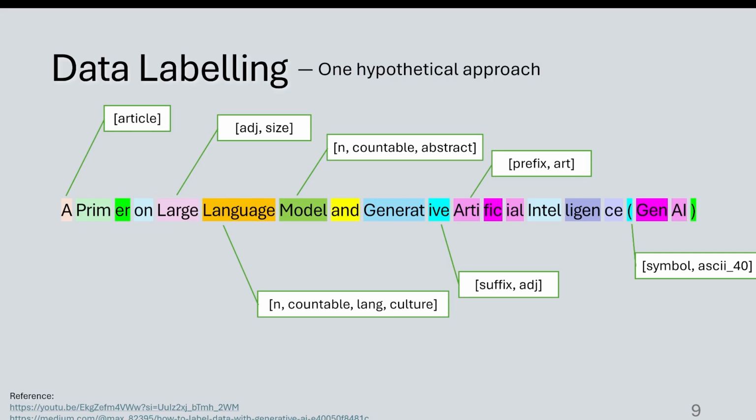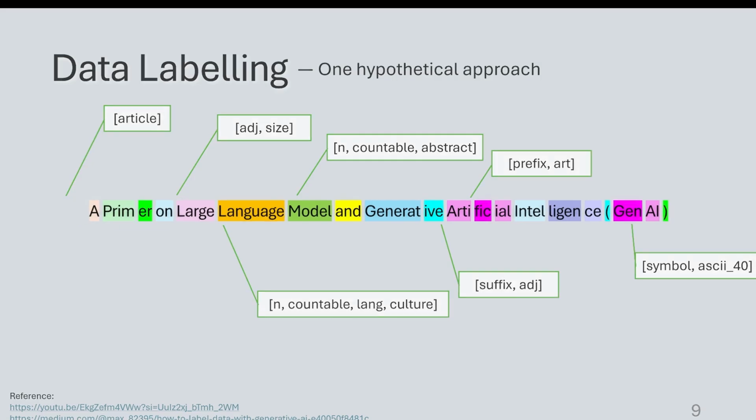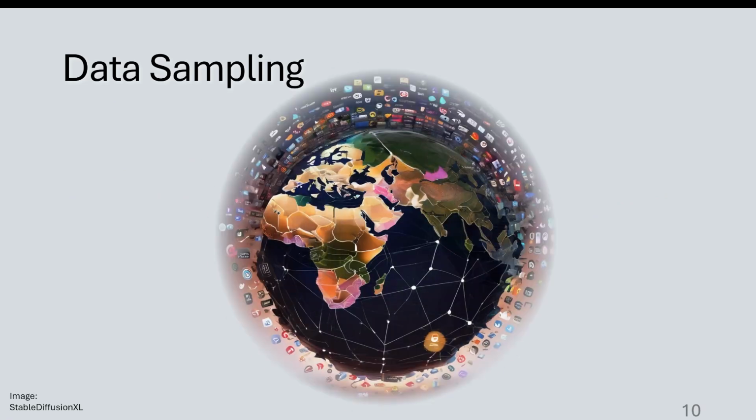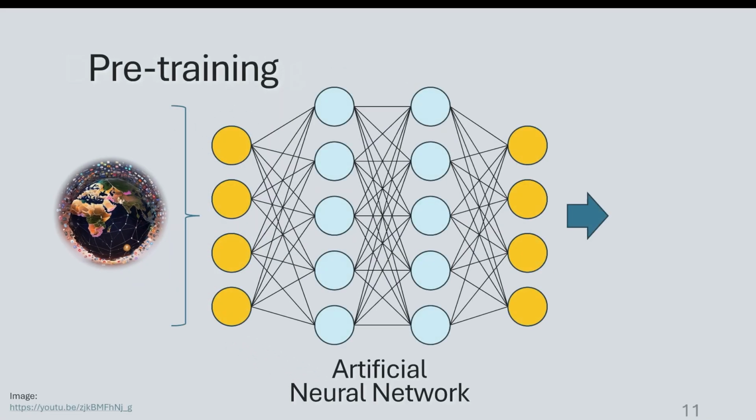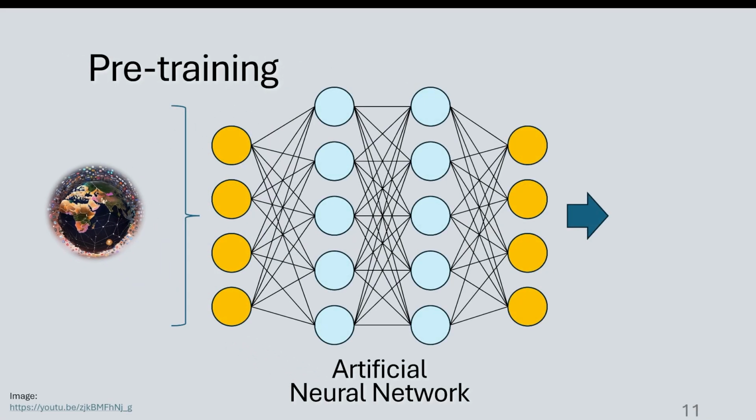Right, and then with all this data labeled, coming from all the data collected from a part of the internet, the pre-training can actually begin. Within the pre-training, there's something called the artificial neural network. It's a concept that basically tries to mimic our brain, how our brain works. Our brain has a lot of neurons, and all the neurons are connected.